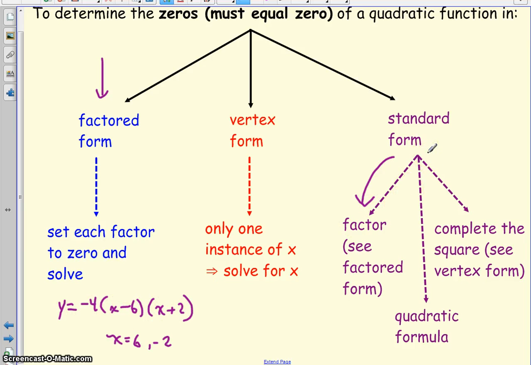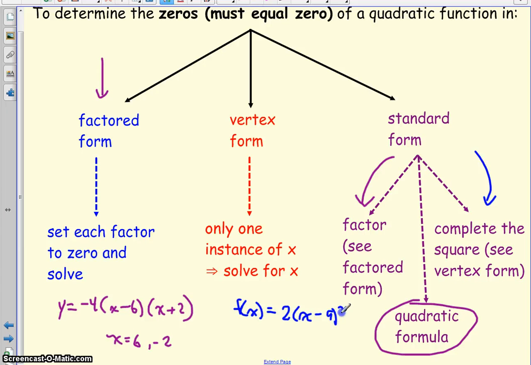If you're in standard form, last time we tried to factor it first and then put it in factored form so we could get the x-intercepts. Now we have another option. If it doesn't factor, we can use the quadratic formula to get the zeros. The other option is to use completing the square to put it into vertex form and then find the zeros from there. How do we get the zeros from vertex form? Well, vertex form is nice because there's only one x inside the equation. So let's say we had f of x equals 2 times (x minus 9) squared minus 6. Once we set y equal to 0, we rearrange the equation and get x by itself. That's how we would have done that last unit. But now, if something doesn't factor, we can use the quadratic formula.